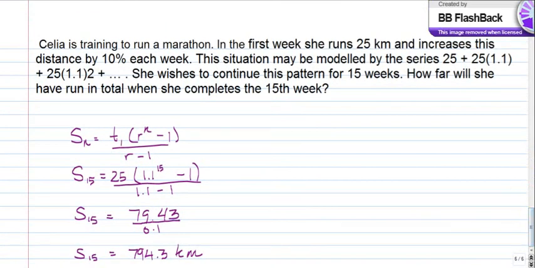And the last word problem, then that'll be our last one. Someone is trying to run a marathon. The first week she runs 25 kilometers and then increases her distance by 10% each week. So that's how the situation is modeled. And she wants to do it for 15 weeks. So how far will she run in the total time?